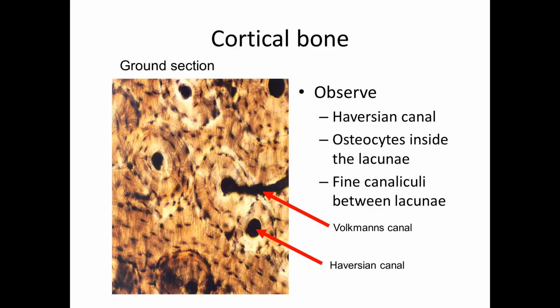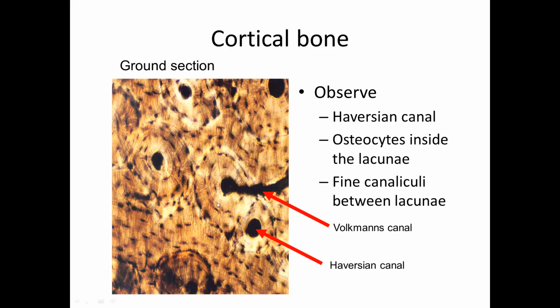Now let us look at something called the ground section. If you want to look at the Haversian system under light microscopy, what you do is prepare something called the ground section. That is, you take a tiny piece of bone and then grind it on a stone until it becomes extremely thin. You do not have to stain this specimen. When the bone becomes very thin, you put it on a slide and you can look at it.